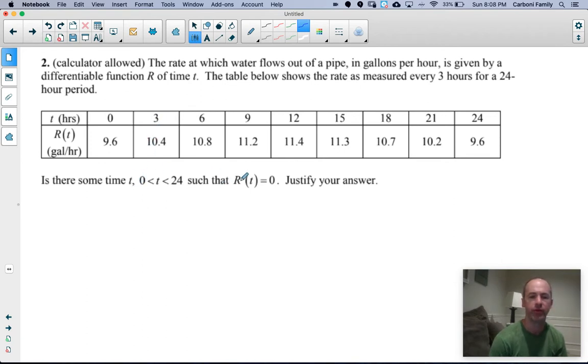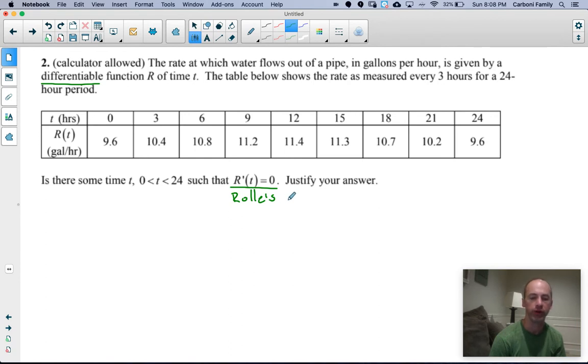is there a time where r prime is equal to 0? And notice here they did say that this function r is a differentiable function. And so must there be a time that r prime of t is equal to 0? Yes. And anytime I see the derivative equal to 0, I'm going to think Rolle's theorem.